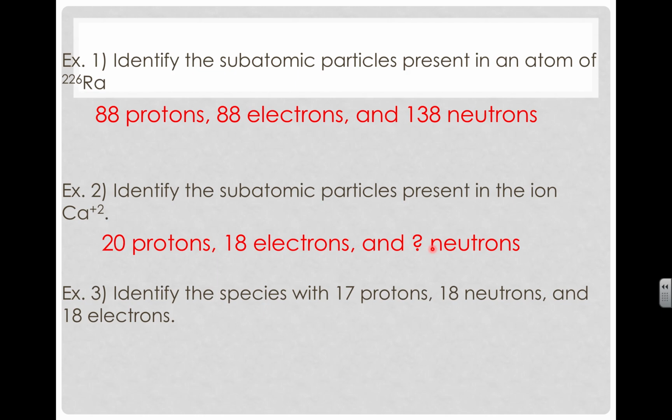So identify the species with 17 protons. That would be chlorine, and then have a 17 on bottom, and then a 35 on top, because it has 17 protons and 18 neutrons. 17 plus 18 is 35. And then it has 18 electrons. So it has 1 more electron than it's supposed to have, so that's why it's got a negative charge right there. Good to go.